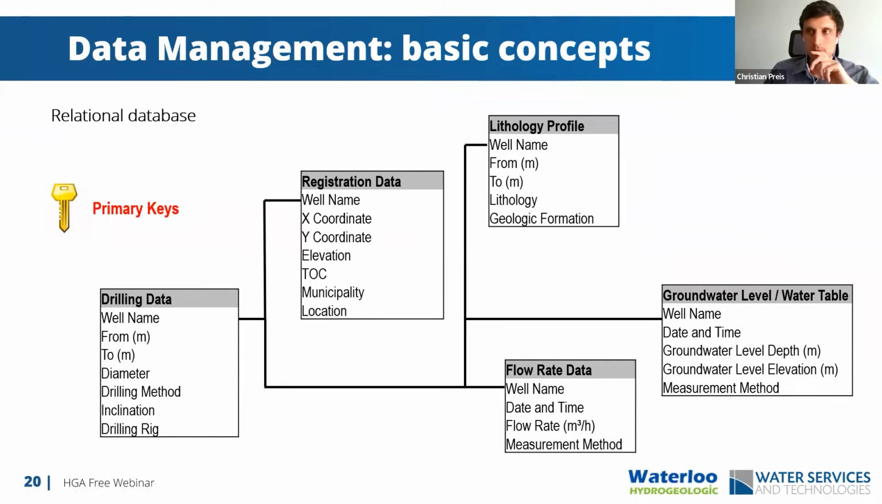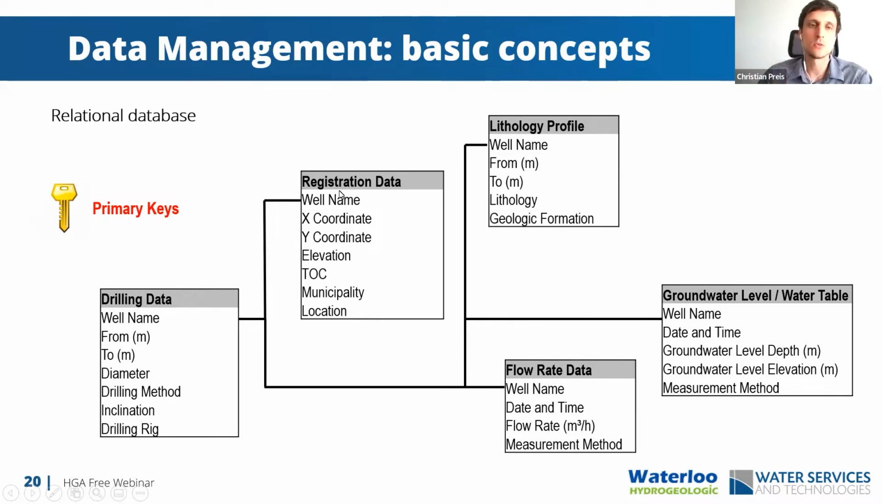Another very important concept is primary keys. A primary key guarantees unique values in our tables. So primary keys cannot have null values. They consist of a single or multiple columns, and you cannot have primary keys with the same data. So what does this mean? For example, in registration data, I cannot have two wells with the same name. So if I have borehole number 3, I will have only one borehole number 3. I cannot have two boreholes number 3. So our primary key on this table would be the well name, because this will guarantee that.